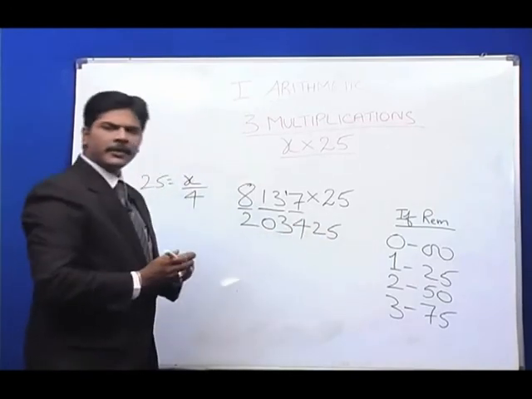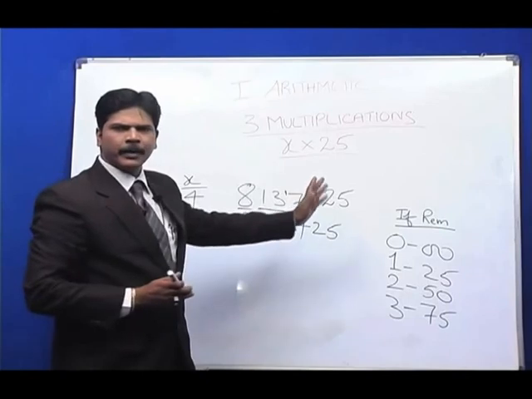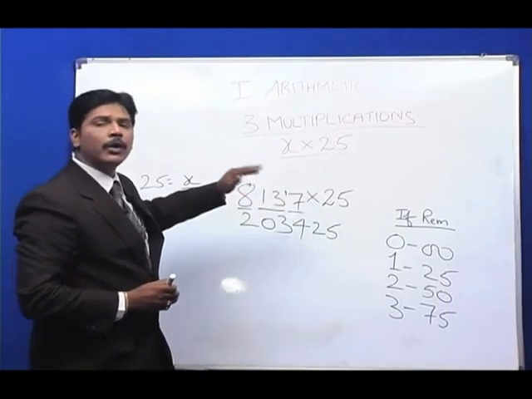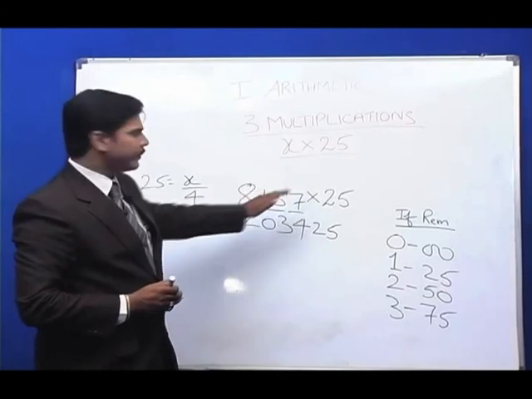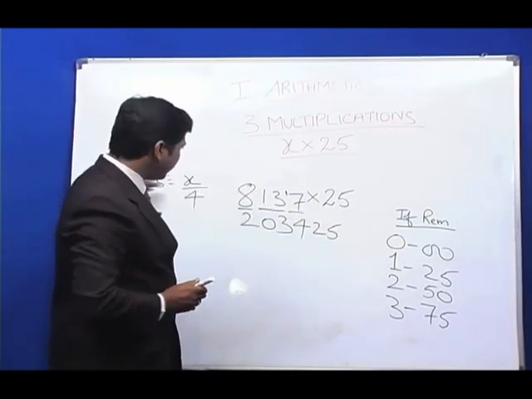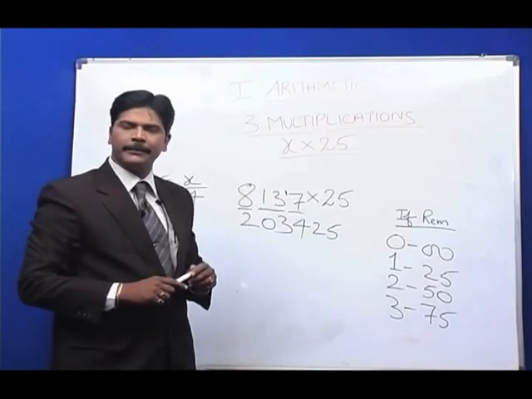Now we can extend this to any length number, be it 5 digits or 7 digits or 10 digits or 20 digits and so forth. Okay, the same technique can be applied, and we can multiply any length number by 25.